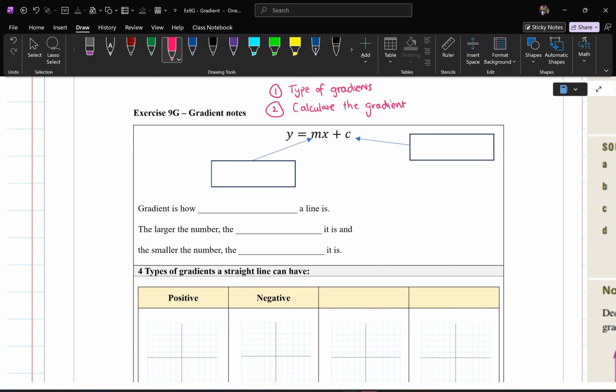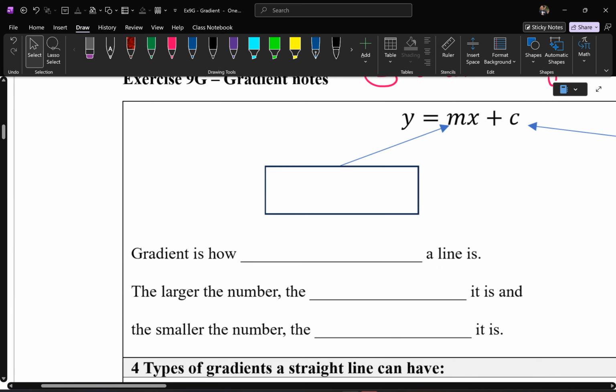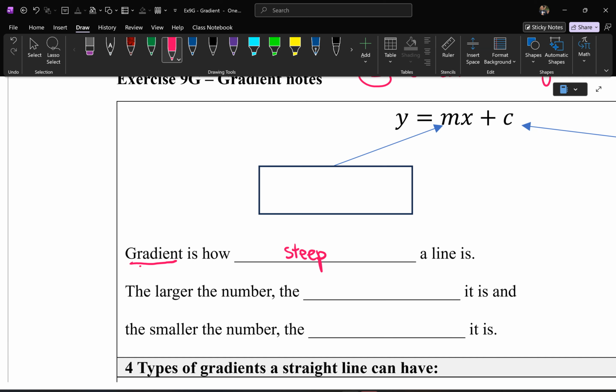Now, before we start, we need to understand, well, what is a gradient? Because once you know what a gradient is, you know what to look for, then you know the types, and then how to find it, okay? So starting off, what is a gradient? I want you to write this in. Gradient, by definition, just means how steep a line is. Fill that in.